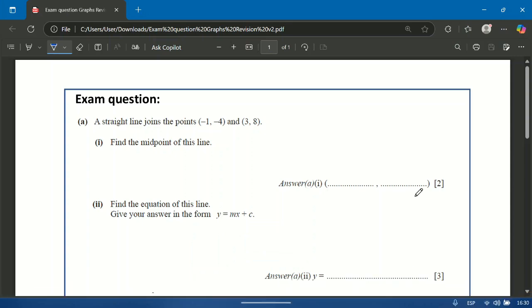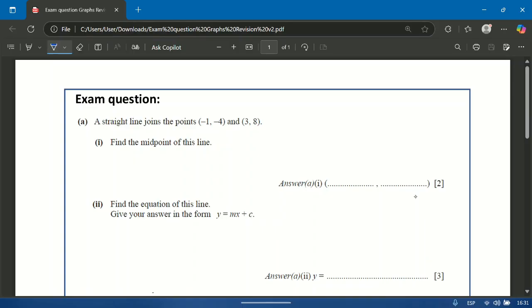Alright, ladies and gentlemen, quick video to help you with the coordinate geometry, the equations of linear graphs. Chapter 10.1, I think. Questions, some revision. Alright, first one here gives us 2 points, and they ask us to find the midpoint.